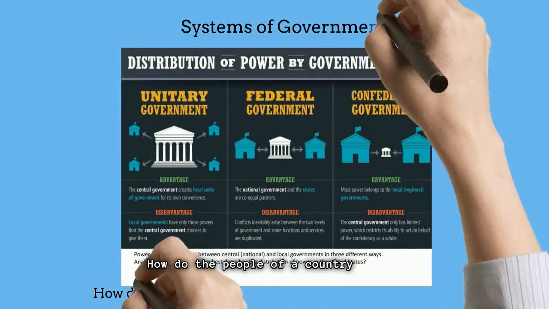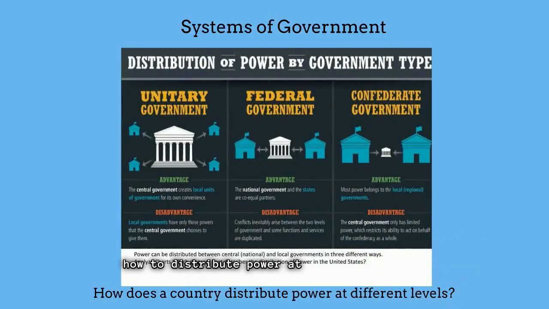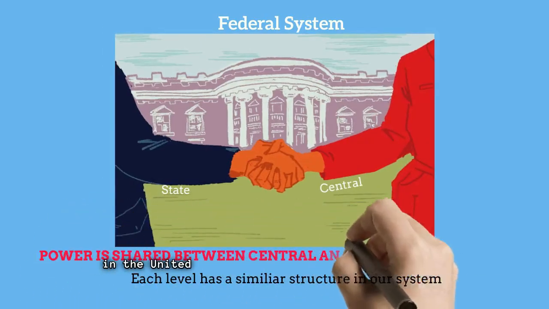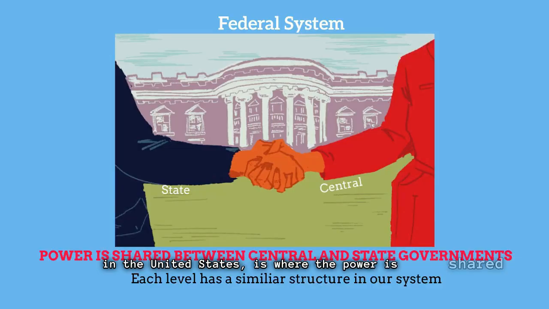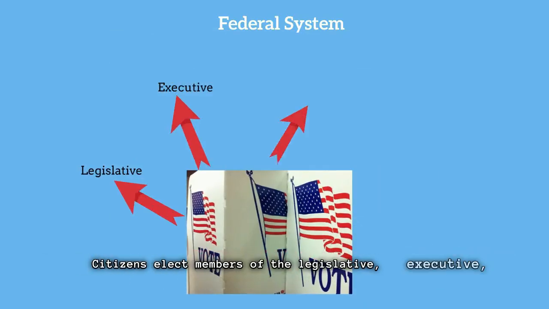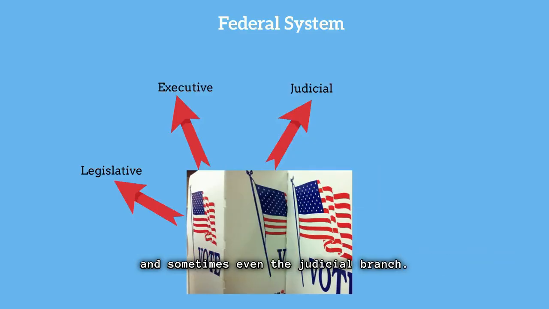How do the people of a country decide how to distribute power at different levels? That is a question that understanding systems of government will help us answer. Let's look at a system that is most familiar to us. A federal system of government, like the one we have in the United States, is where the power is shared between the central or national government and the states. In this system, both the states and the central government have a similar structure. Citizens elect members of the legislative, executive, and sometimes even the judicial branch.